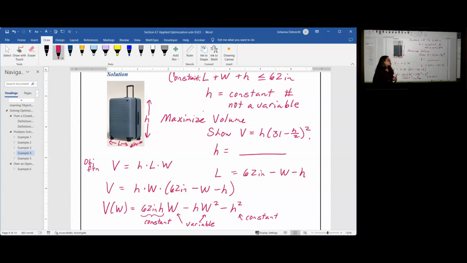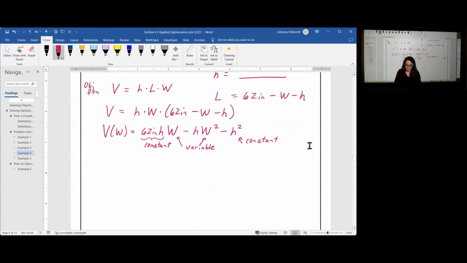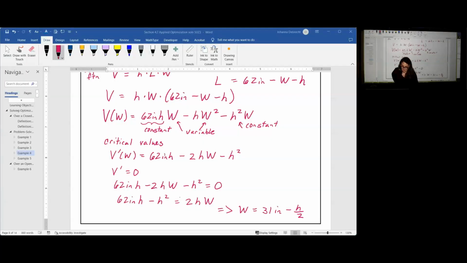I'm looking to maximize the volume. I need to take the derivative with respect to W. Go ahead and pause the video, take the derivative, find the critical values, and then evaluate at the second derivative test to see what you get. Let's compare results. Also note that I forgot to write the W on the last term when I distributed, so make sure you have that there. Otherwise, it will completely tank the rest of the problem.